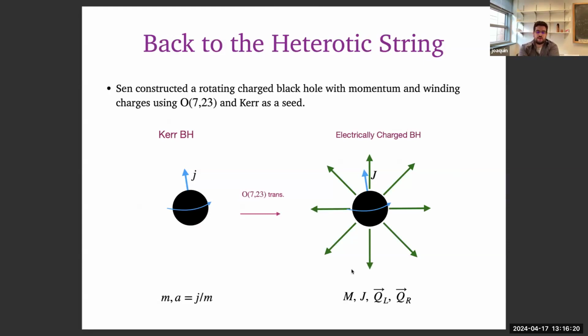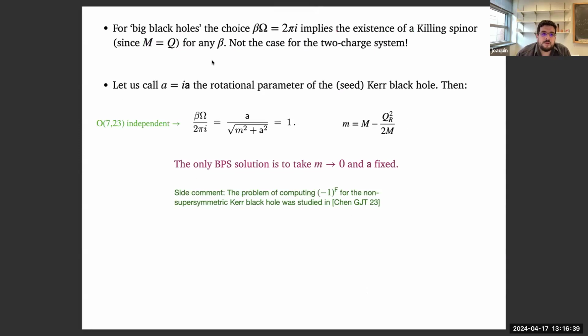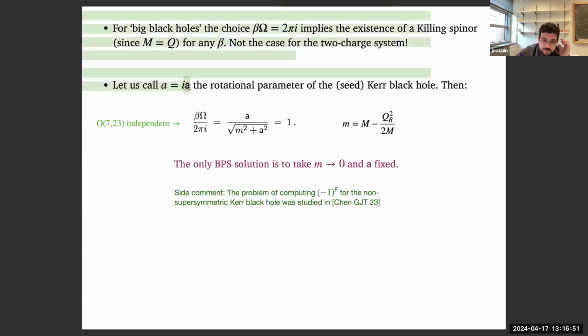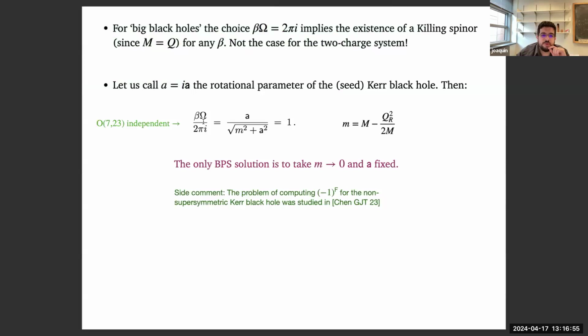Okay, so to compute the index, we can do the same trick, that solution generating technique, and start with the Kerr black hole now instead of the Schwarzschild black hole, with some angular momentum, and apply this duality transformation to generate a charged rotating black hole. And now we will pick the angular momentum to implement the (-1)^F. For big black holes, this choice implies that there is a Killing spinor for any temperature, but this is not the case for the small ones. If we introduce the same phase A, we get this relation, beta omega over 2 pi i is given by this. And the only solution is that this parameter M is sent to 0, keeping A fixed, for this equality to hold.